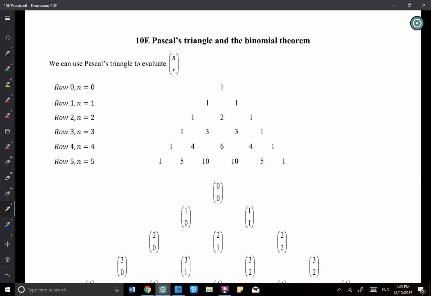NCR can be used in many ways. One way is in probability, where we can use it for selection. But another place we can use it is in expanding polynomials. That's what I'm explaining. We can maybe only see it once in 3 years, or only in the trial exam.